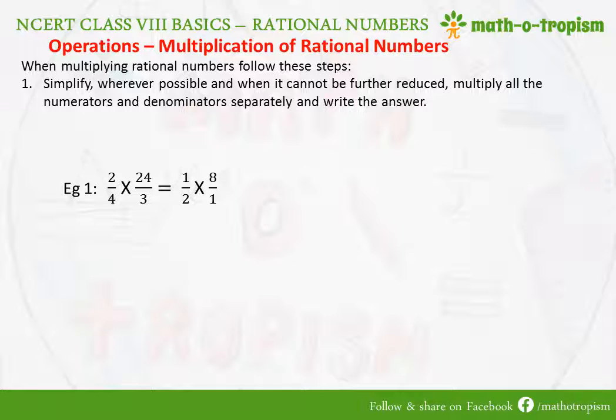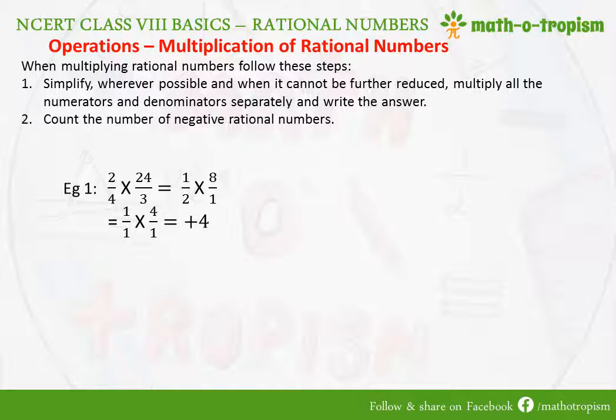2 by 4 can be first simplified as 1 by 2 and 24 by 3 as 8 by 1. Again we can simplify because in the two tables we have an 8, so it can be rewritten as 1 by 1 into 4 by 1. Now just multiplying the numerators, 1 into 4 is 4, divided by 1 into 1 is 1, which can be written just like 4, and the sign here is positive, so plus 4 is the answer.